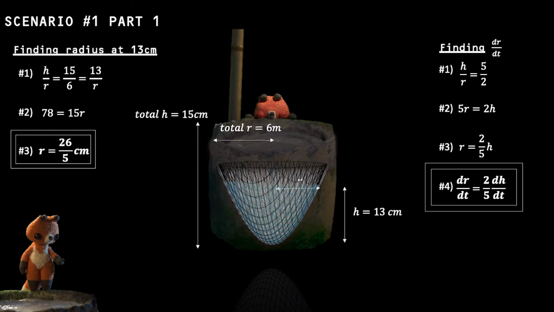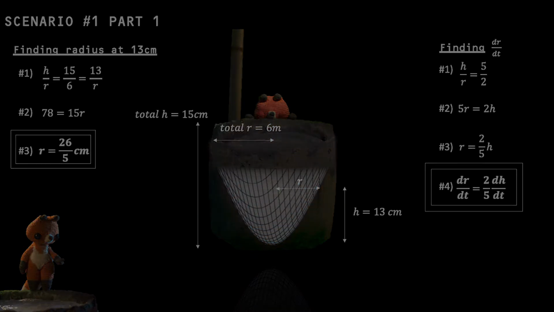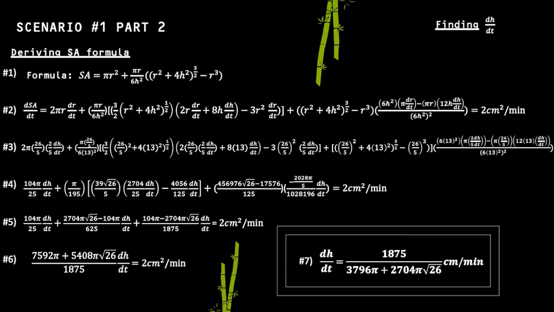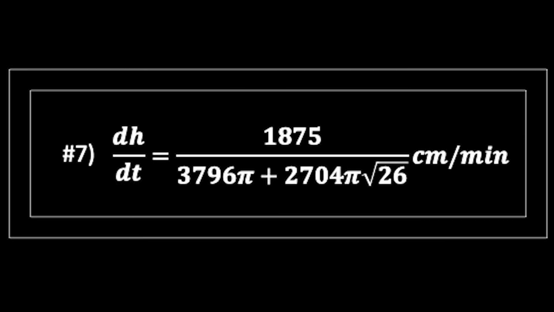13 centimeters. We can do this by using the height to radius ratio. Next, from the surface area formula, we have to derive it using a mix of product, chain, quotient, and power rules. Then we replace the variables that we know and simplify to solve for dH/dt, which we solve to be this number.